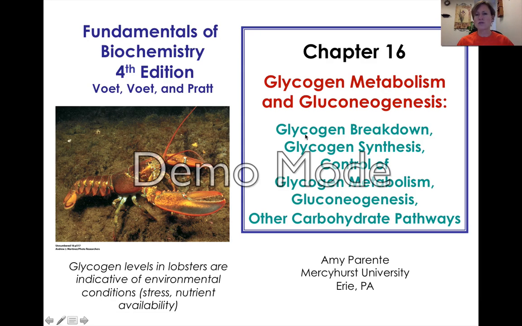We'll introduce the concept of glycogen synthesis, but as we do with all of our metabolic pathways, we'll think about control of glycogen metabolism. Then we'll think about two other processes, which are gluconeogenesis, which is the reverse of glycolysis. You can think of it as running glycolysis in reverse, and then some other carbohydrate pathways. If we're going to be synthesizing carbohydrate polymers, we'll think about some other important glycosidic linkages that we might create.